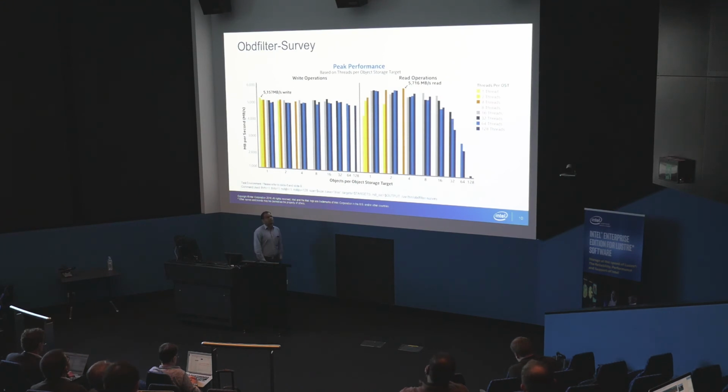So these are our results on the obdfilter survey, because we would like to understand what the storage is capable of and what performance we get, the bare metal performance we get post formatting at the ZFS level. In terms of write, we got about 5 gigabytes per second as a peak, and 5.7 gigabytes per second in terms of read.